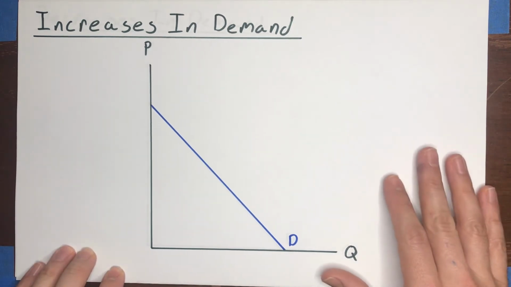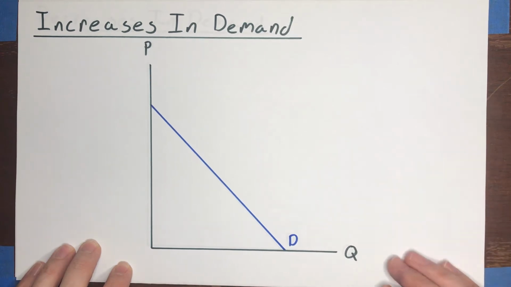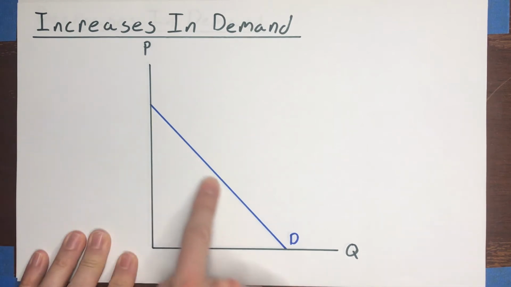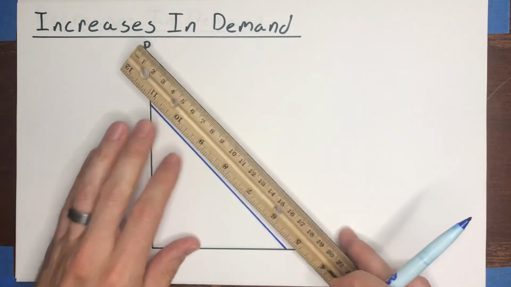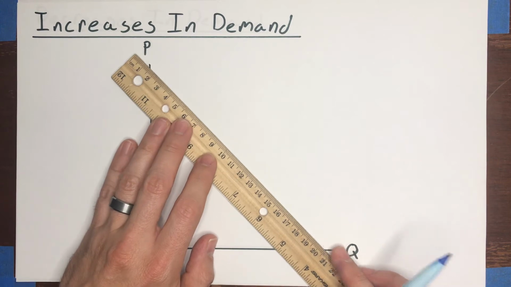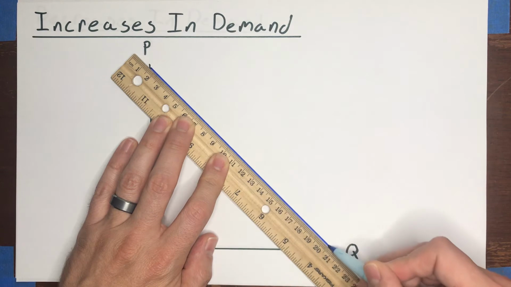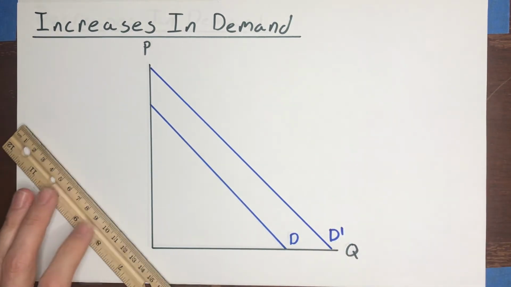But in this video, I just want to quickly go over what it looks like when there's an increase in demand or a decrease in demand. Let's begin with an increase in demand. If I start with the demand curve, which is labeled D, an increase in demand would be represented by shifting this curve up and to the right. I'm going to draw a new demand curve above and to the right of the original one. Call that second demand curve D prime.